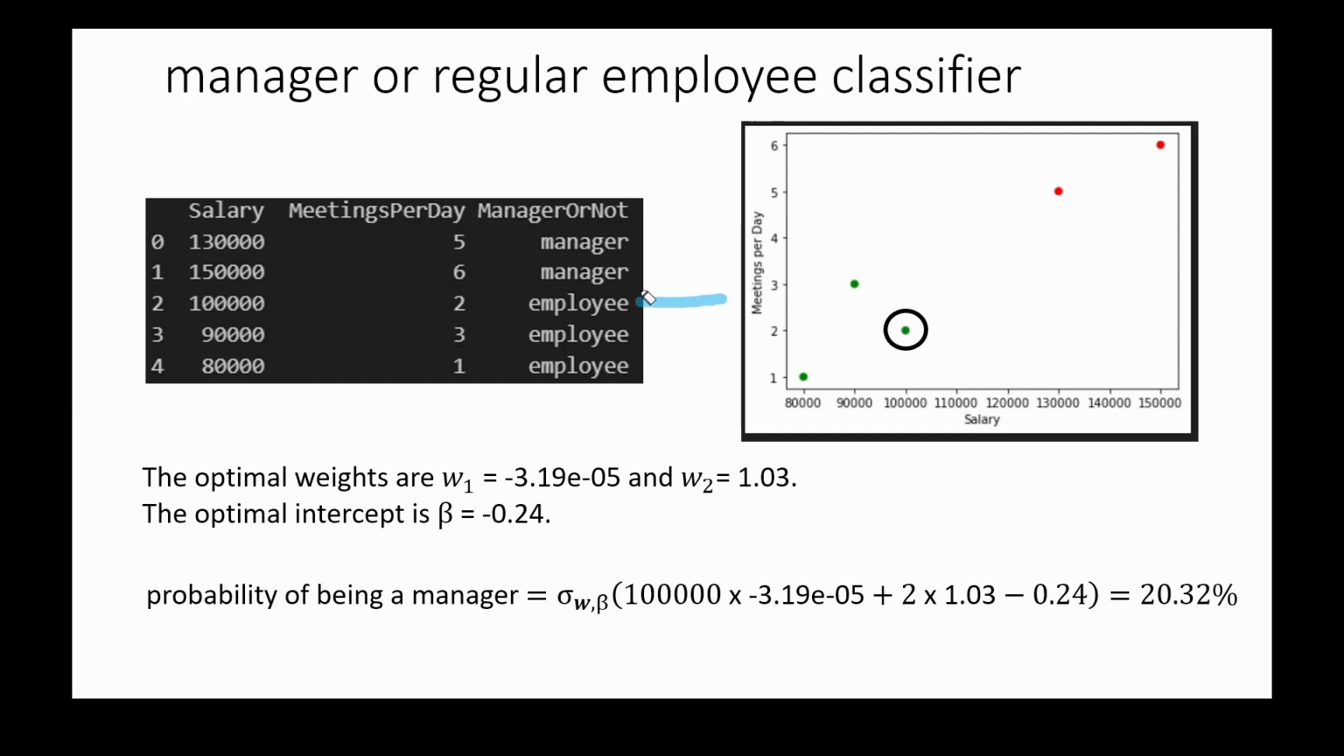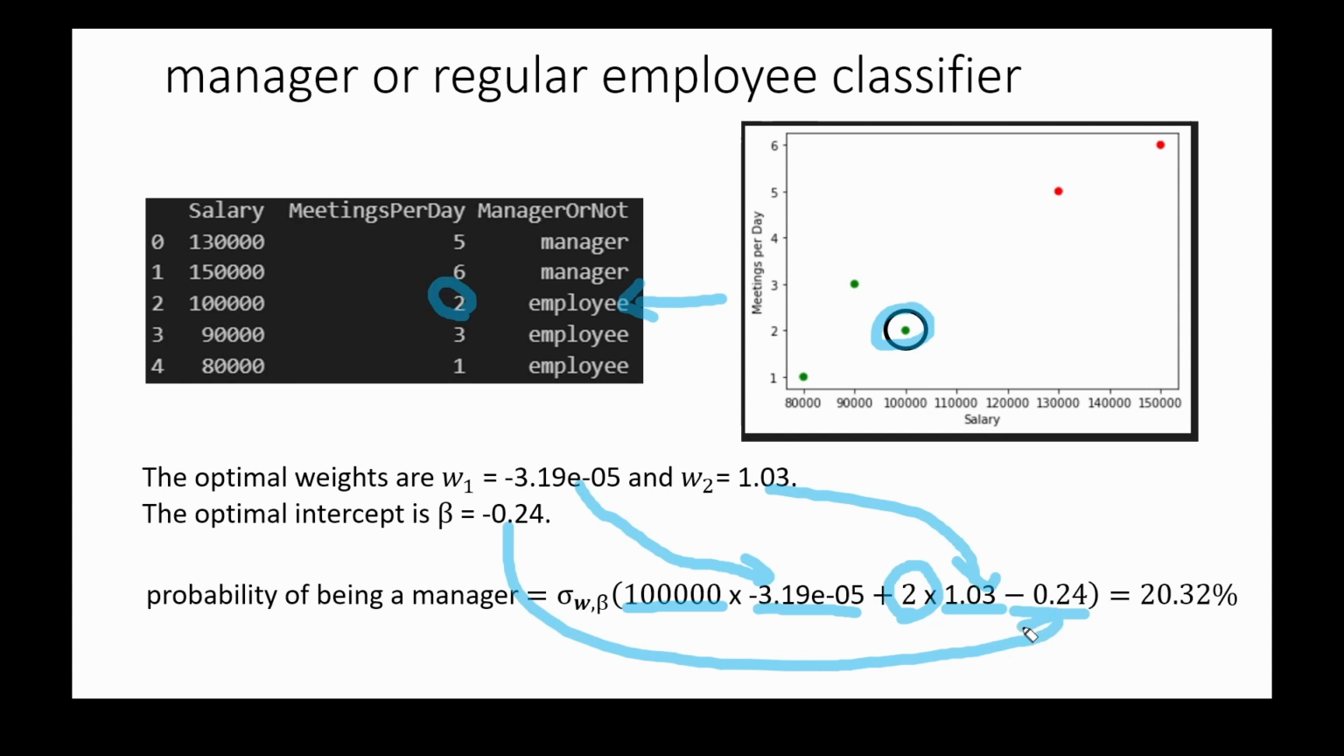In this example, we are looking at employee number 3, which corresponds to this green point over here. So the probability of this employee being a manager is equal to, first calculate the linear combination, which has the first feature, the salary, equal to $100,000, multiplying by the first weight, plus the second feature, which is 2 over here, multiplying by the second weight, and then lastly plus the intercept. Feeding all these into the sigmoid function, we get that the probability of this employee being a manager is about 20.32%. Because this is less than 50%, this employee will be classified as just a regular employee.